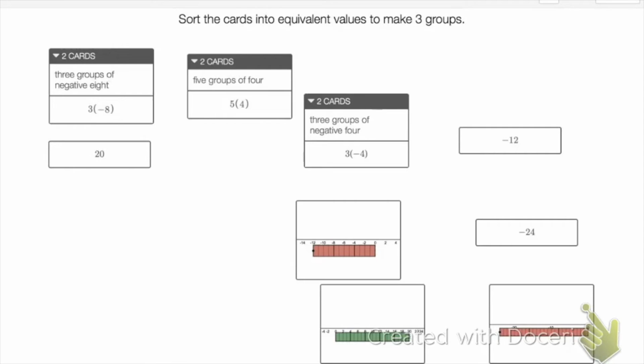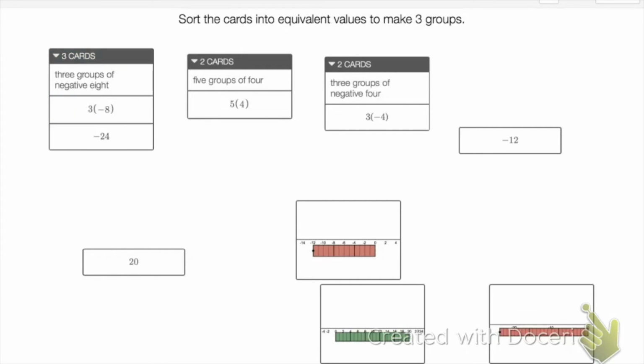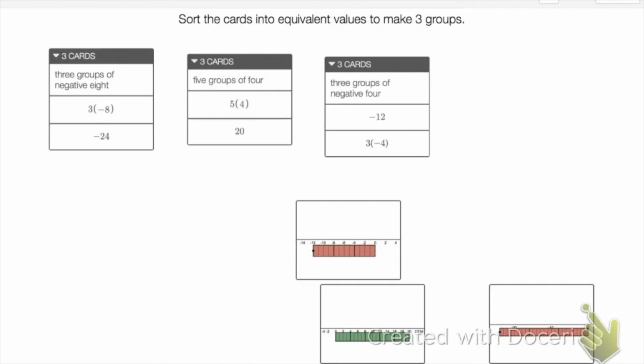Okay, so far so good. So 3 groups of negative 8 equal negative 24. 5 groups of 4 equal 20. 3 groups of negative 4 equal negative 12.